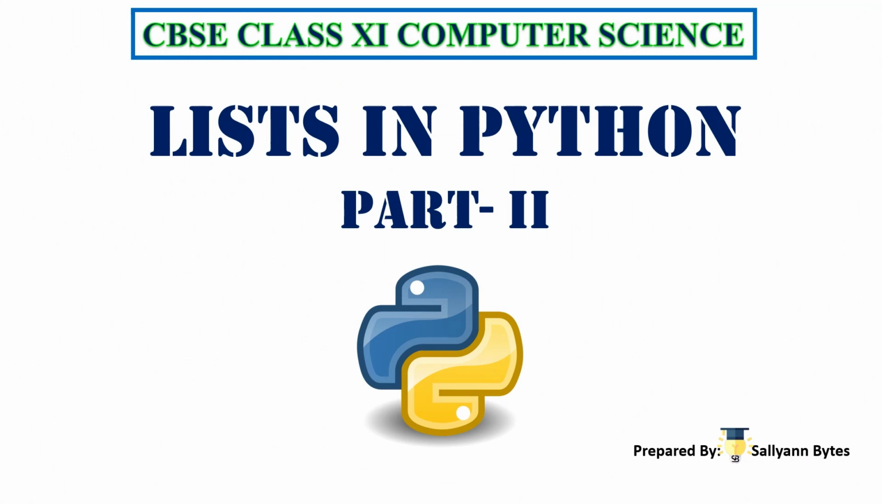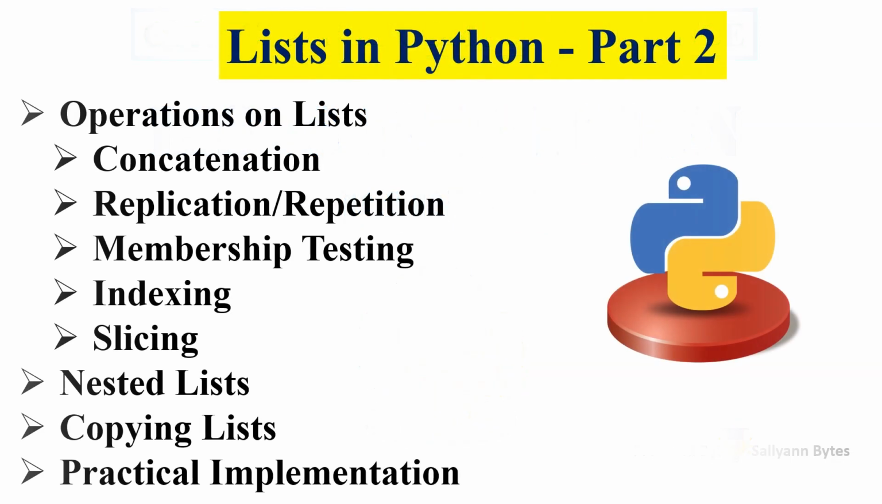Today, I am here to teach Chapter 7, Lists in Python, Part 2, for the Class 11 students of Computer Science. In this video, we are going to discuss operations on lists: concatenation, replication or repetition, membership testing, indexing, slicing, nested lists, copying lists and practical implementation. So let's dive in and get started.